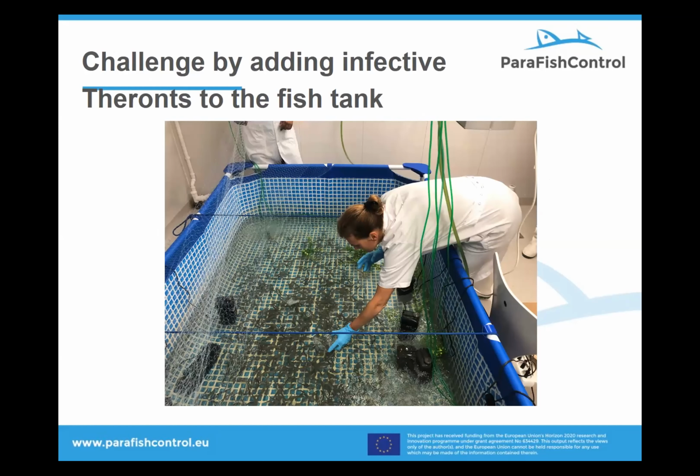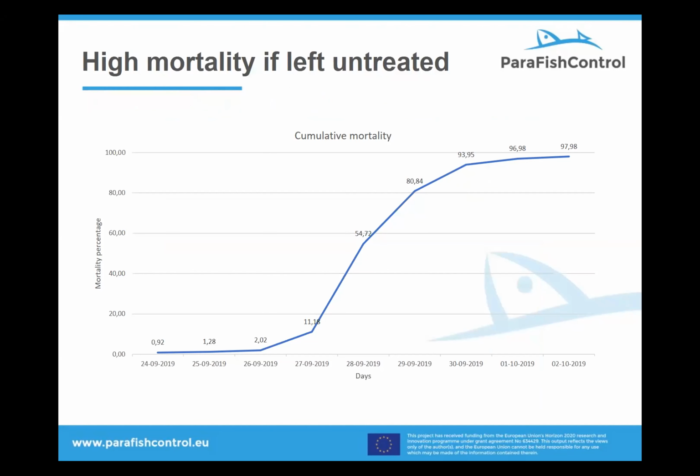So we can infect fish in many ways, and in this experiment we infected 1,000 rainbow trout with a size of around 9 to 10 grams, simply by having them in one common pool, where we added 60 infective theronts per fish. After a few days we saw the development, and within a few generations of the parasites, which are only a few days, we got a very high mortality.